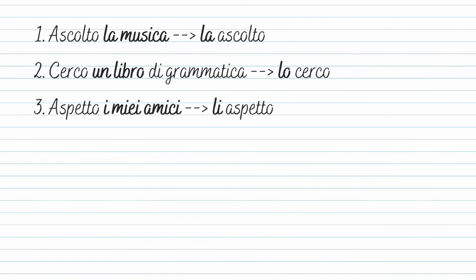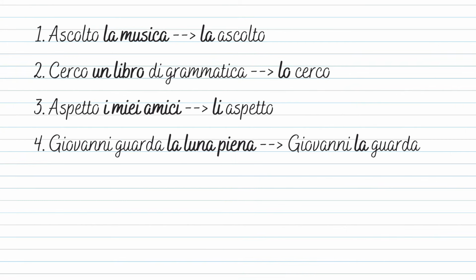No preposition. Aspetto i miei amici. Li aspetto. I'm waiting for my friends. I'm waiting for them. And again, we don't say aspetto per. We just say aspetto plus the object, i miei amici. Giovanni guarda la luna piena. Giovanni la guarda. Giovanni looks at the full moon. Giovanni looks at it. But again, here we don't say guardare a, to look at, we just say guardare.